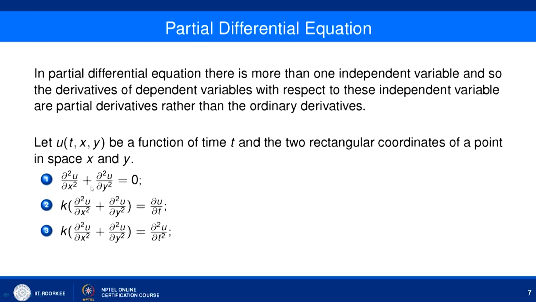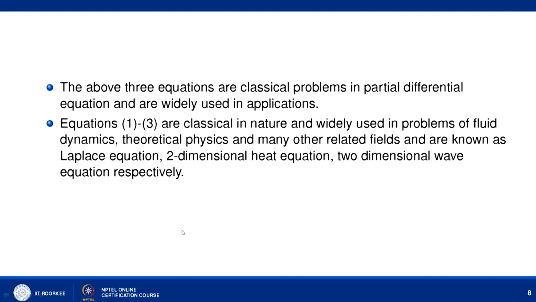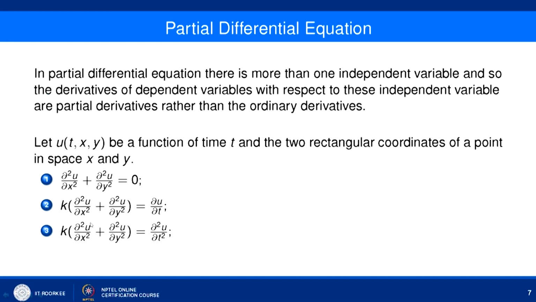And these equations are known as: the first equation is known as the Laplace equation, the second one is the heat equation, and the third one is the wave equation. So, this is given here: Laplace equation, two-dimensional heat equation, where the space variables are 2. So, this dimension depends on the space dimension.